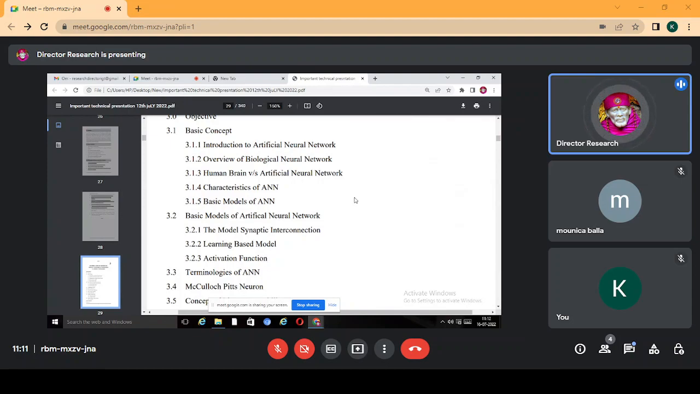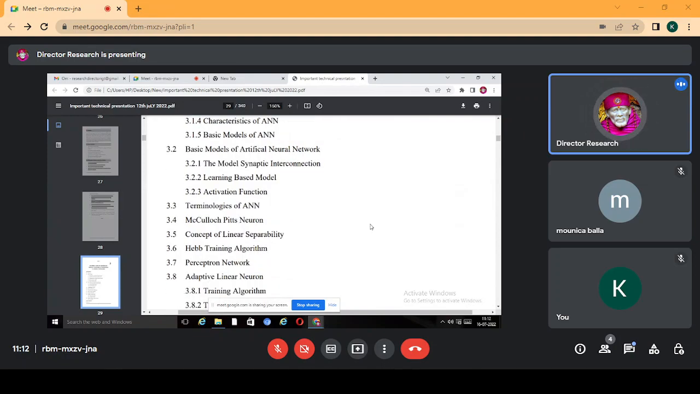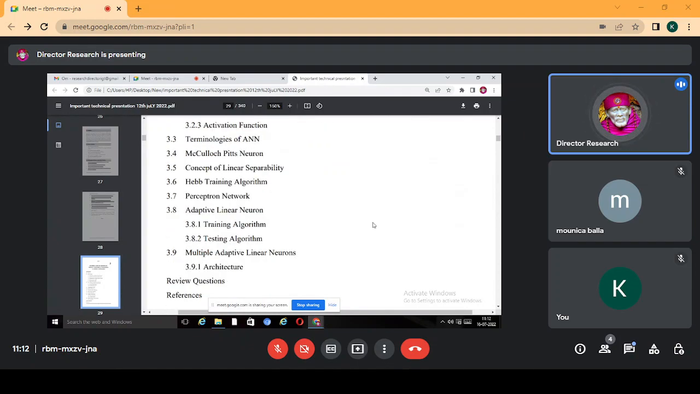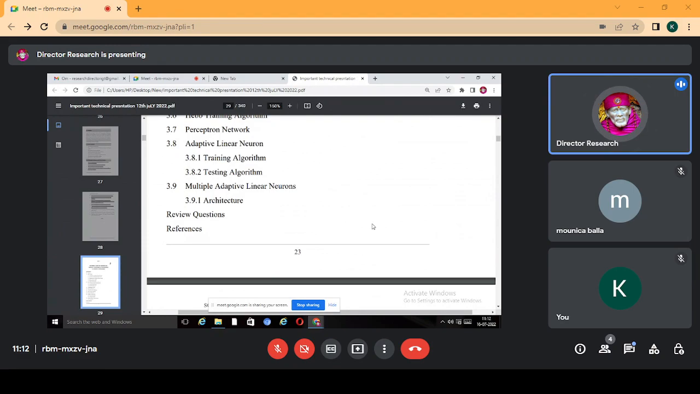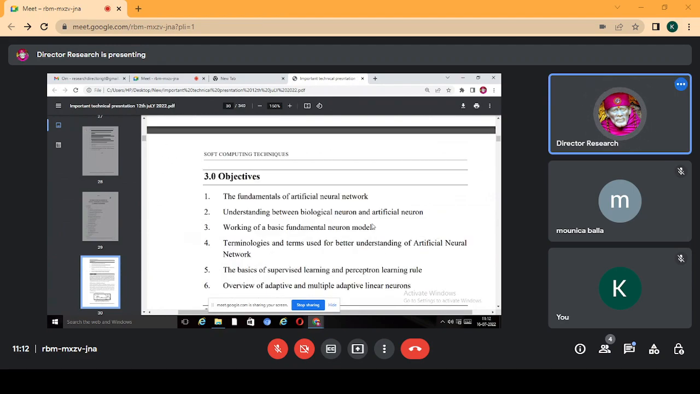Okay, the models, a systematic introduction. The topics we have to discuss are learning based model, activation function, terminologies of artificial neural network, and McCulloch-Pitts neuron, concept of linear separability, Hebb training algorithm, perceptron network, adaptive linear neuron, training algorithm, testing algorithm, multiple adaptive linear neurons and architecture, okay, and its review questions, of course.